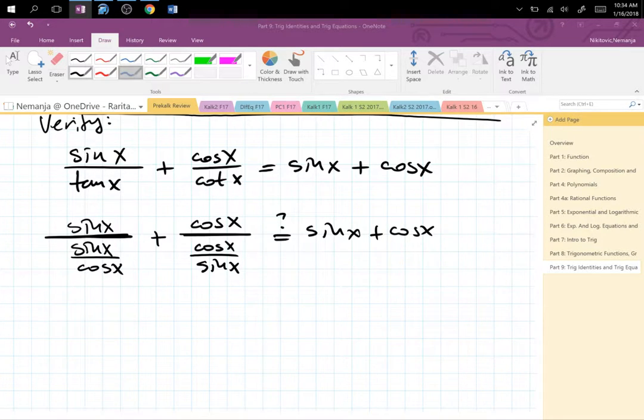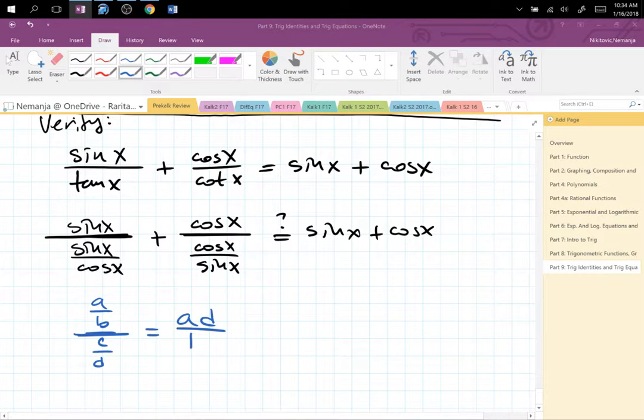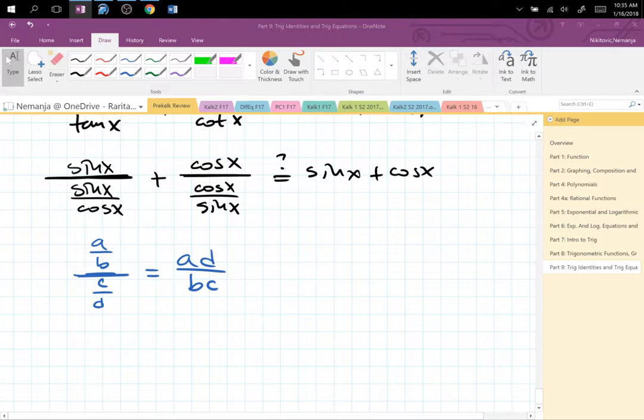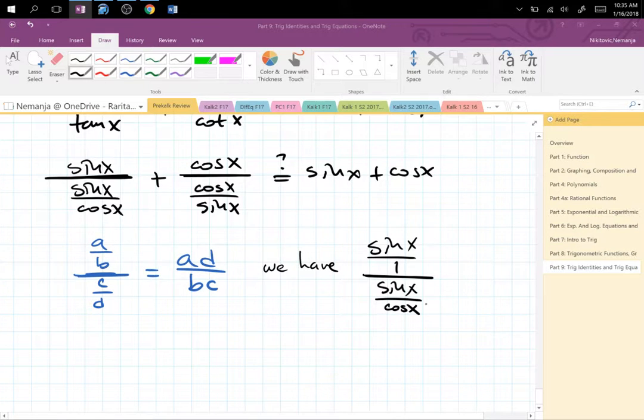Now, we deal with double fractions. If you have a over b over c over d as ad over bc. So two that are close by, you go in denominator, and two that are far apart, a and d, they go into numerator. So now you have actually sine x over 1. So using this, I'll just say we have sine x over 1 divided by sine x over cosine x.